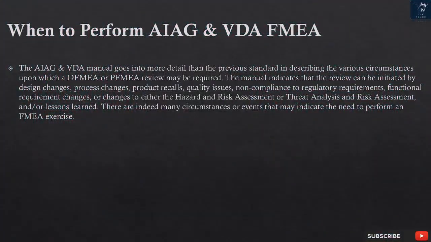The AIAG and VDA manual goes into more detail than the previous standard in describing the various circumstances upon which a FMEA or FMEA review may be required. The manual indicates that the review can be initiated by design changes, process changes, product recalls, quality issues, non-compliance to regulatory requirements, functional requirement changes, or changes to either the hazard and risk assessment or threat analysis and risk assessment, and/or lessons learned. There are indeed many circumstances or events that may indicate the need to perform an FMEA exercise.